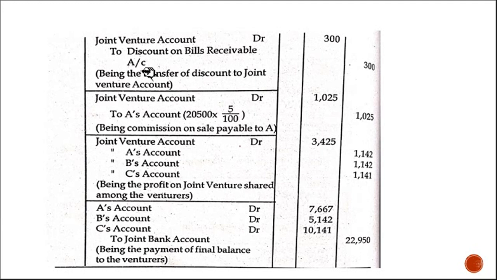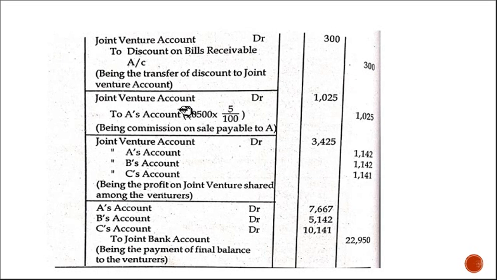Next. When there is a discount, we have to transfer that discount, right? So for transferring the discount, you know the journal entry: joint venture account debtor to discount on bills receivable account. So we transferred 300.